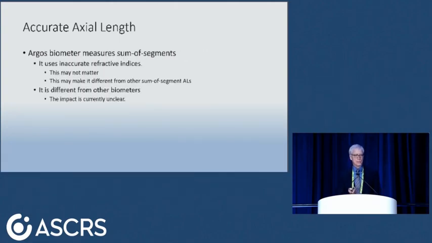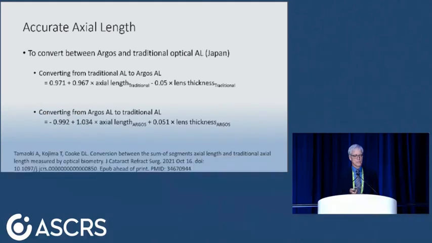The Argos gives the sum of segments, but it has a couple of things that have not been tested yet. One is that the refractive indices that the machine uses are for white light. They're not for the measuring wavelength used, which is 1,300, or sorry, it's 1060. And so it may not give the actual accurate results. It's not clear yet. Not enough studies have been done.